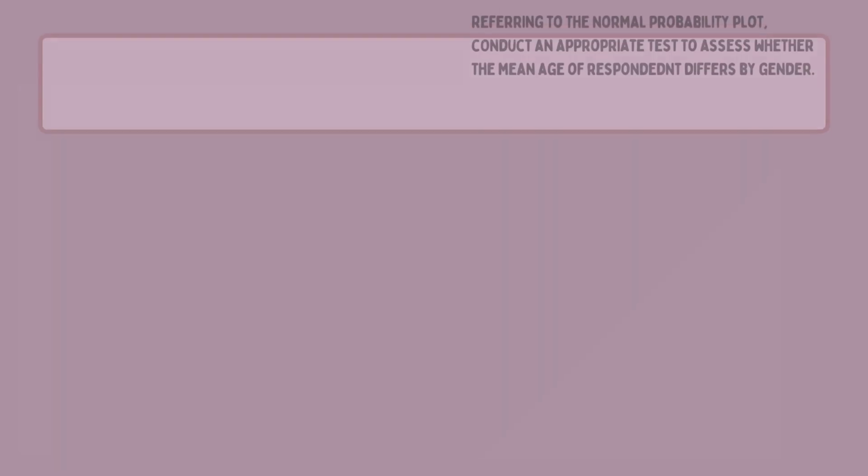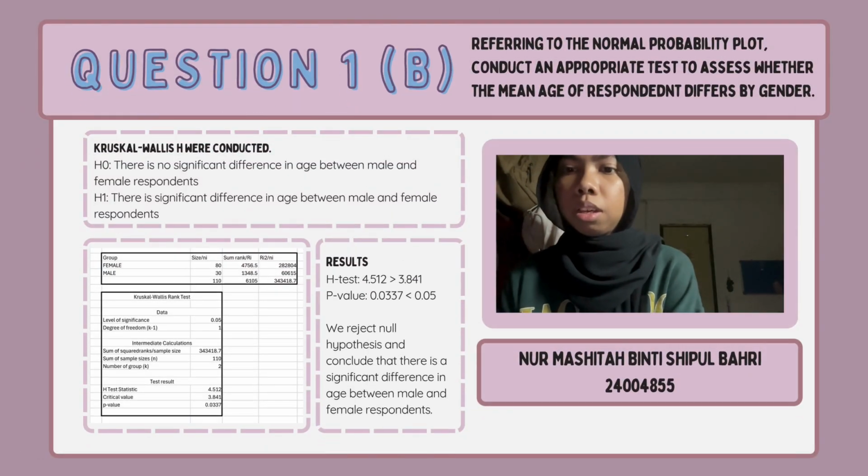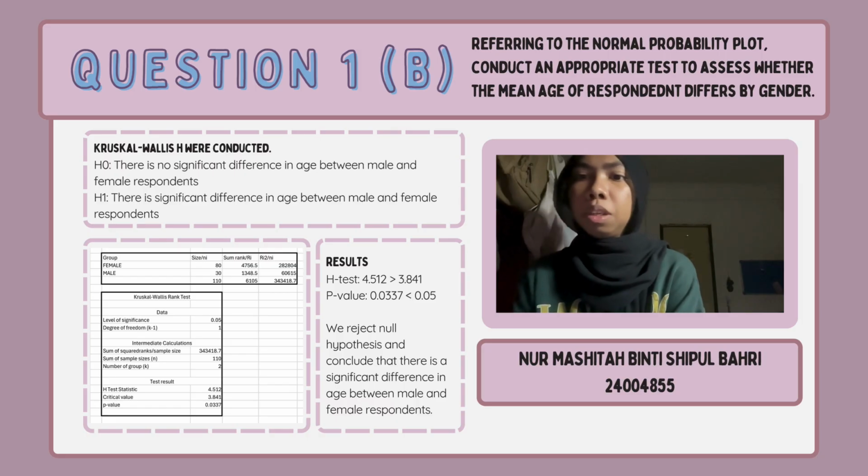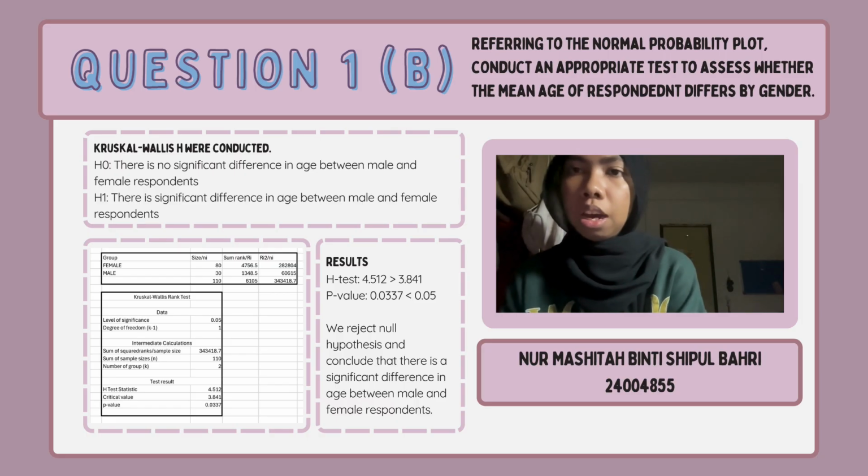Now I will be discussing question 1B, where the question asks to conduct an appropriate test to assess whether the mean age of respondents differs by gender. Based on the plot, I have decided to conduct a classical Welch-based test, where the H0 stated there is no significant difference in age distribution between the two groups, and the alternative of the test stated that there is a significant difference in age distribution between genders.